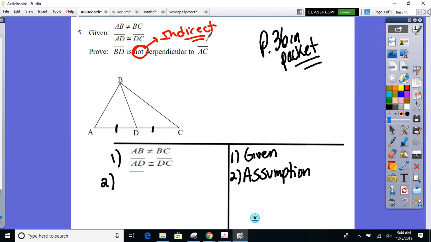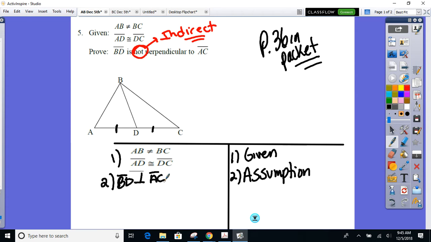All right. We start the indirect proof off with the given and what's called our assumption, which we get from the proof statement. So if BD is not perpendicular to AC, we're going to assume the opposite is true, which is BD is perpendicular to AC. So that's what we're going to assume true, and we can mark our diagram with that. It is a given. Treat it as a given.